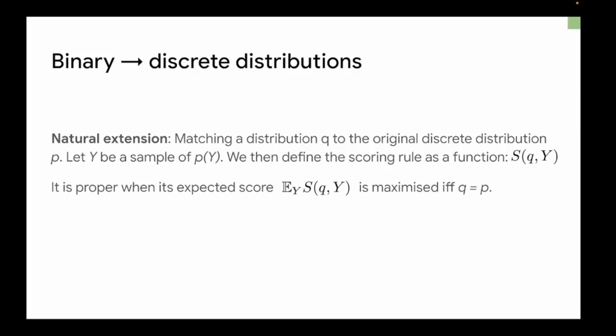Given that definition, it's not so hard to extend the scoring rule definition to discrete random variables as well. It's still a function. The properties of a scoring function are also straightforward to extend to the discrete case. You say a scoring function is proper when the expected score, where the expectation is taken over y, the sample distribution, is maximized if and only if your prediction is equal to the true distribution p.